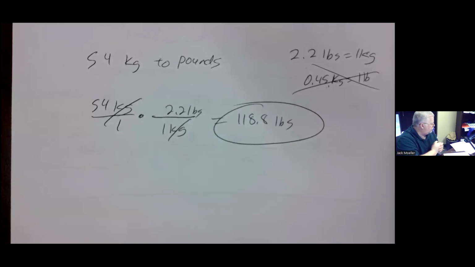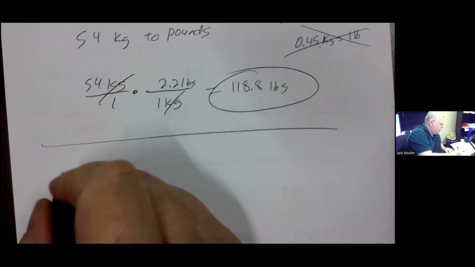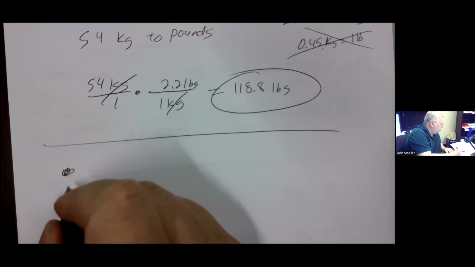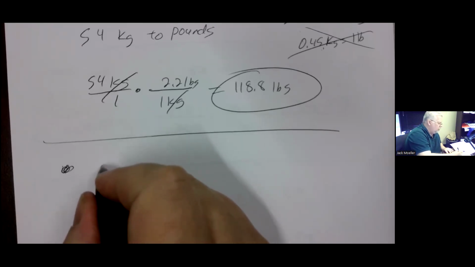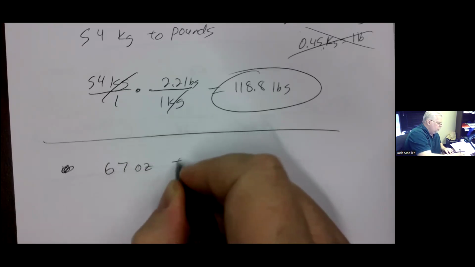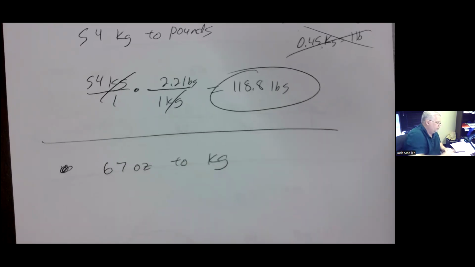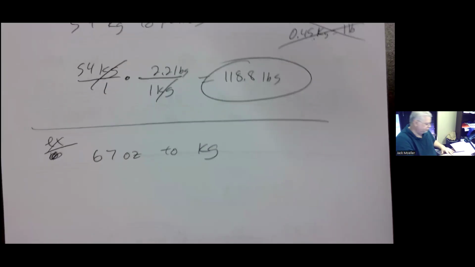How about, so these all end up multiply. I want to do one a little bit different. So how about, this is sort of like 49, but I want to do ounces to kilograms instead of the other way. So let's do, I don't know, let's do 67 ounces to kilograms. This one is not on the page. I'm just making it up so we're not always just multiplying.